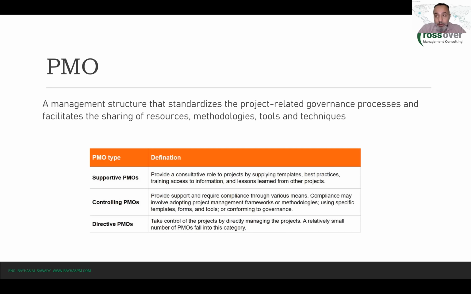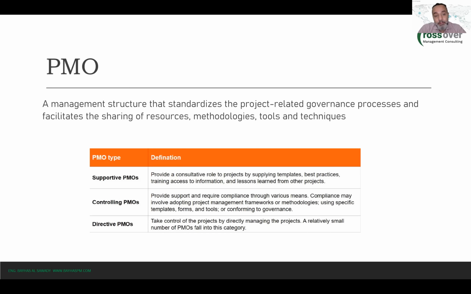Okay, so whenever you hear the word compliance, it means that this PMO is a controlling PMO. Okay, it controls, it monitors, it observes, it makes sure of compliance.